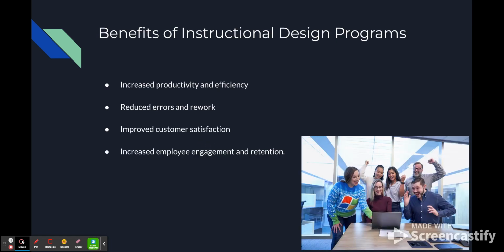So, what are the benefits that organizations receive from instructional design programs? These benefits can include increased productivity and efficiency, reduced errors and rework, improved customer satisfaction, and increased employee engagement and retention, according to Wallace et al. in 2002.